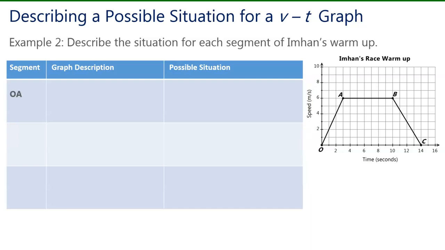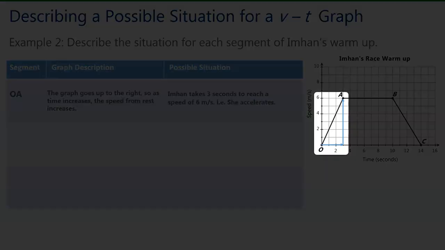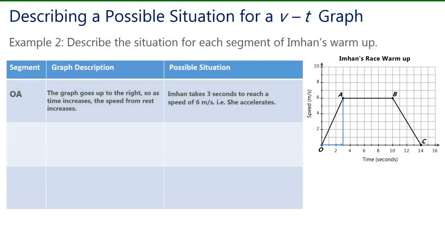Let's look at segment OA. The graph goes up to the right, so as time increases, the speed from rest increases. Iman takes 3 seconds to reach a speed of 6 meters per second. In other words, she accelerates.